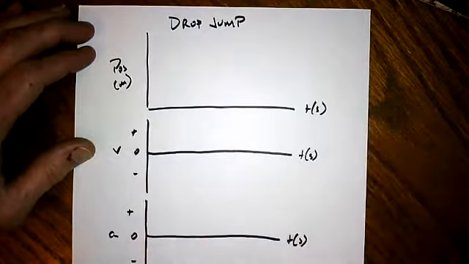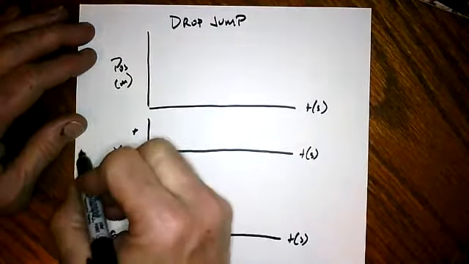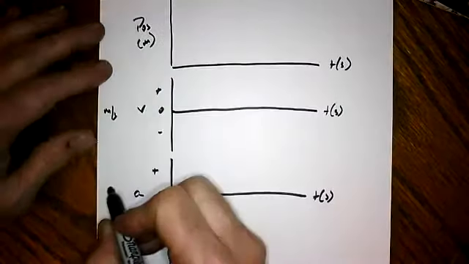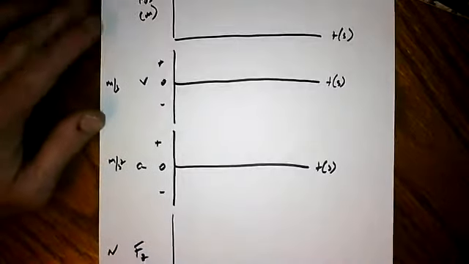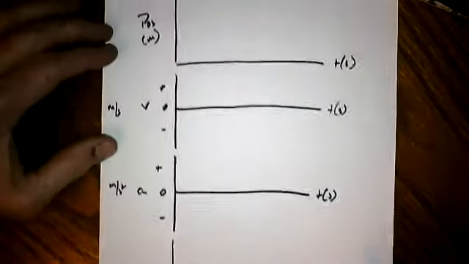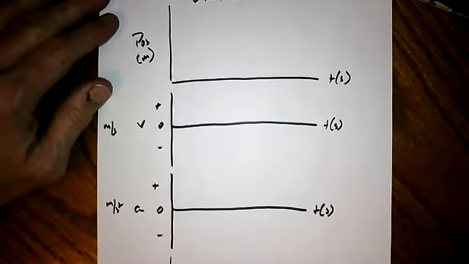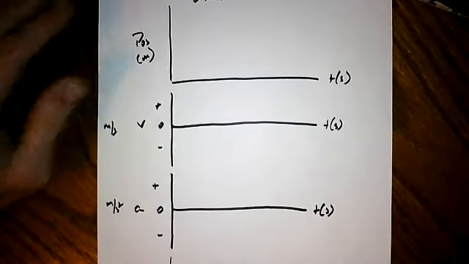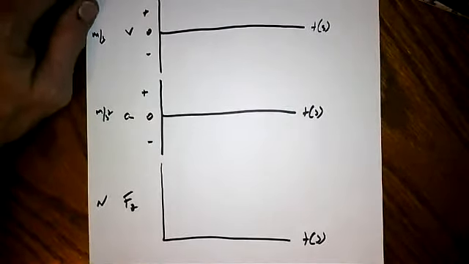Always label your axes. Always give your axis units. Oh, I should have done that. Meters per second squared, newtons. Okay. Always line up your time axes vertically, so that the time is all synchronized. Time 0 is the same on all these plots.